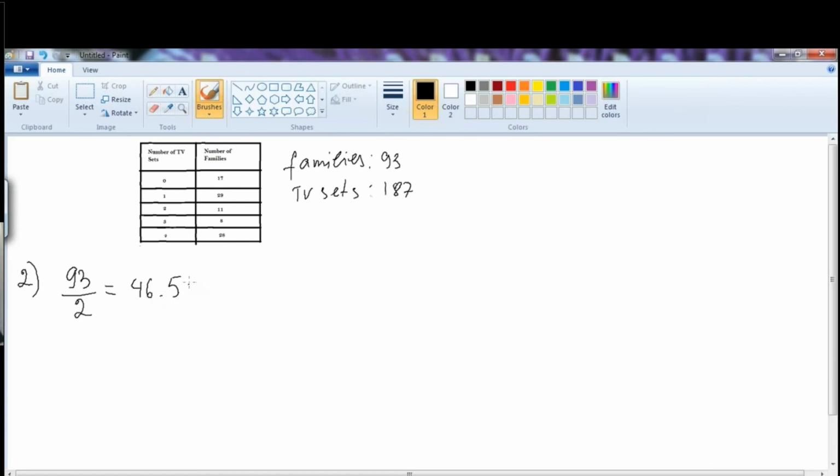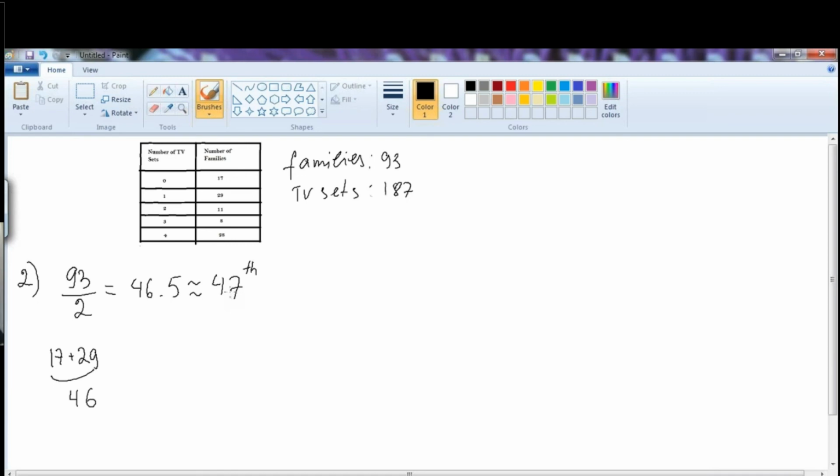Then we round this up to the nearest integer, which is 47. So it means the position of the median will be 47th. Up next, we'll count the 47th family in this table. And as I said before, we start counting from the least value. So we have 17 families with no TV set at all. Then we have 29 families with one TV. We already have 46 families, but we need the 47th.